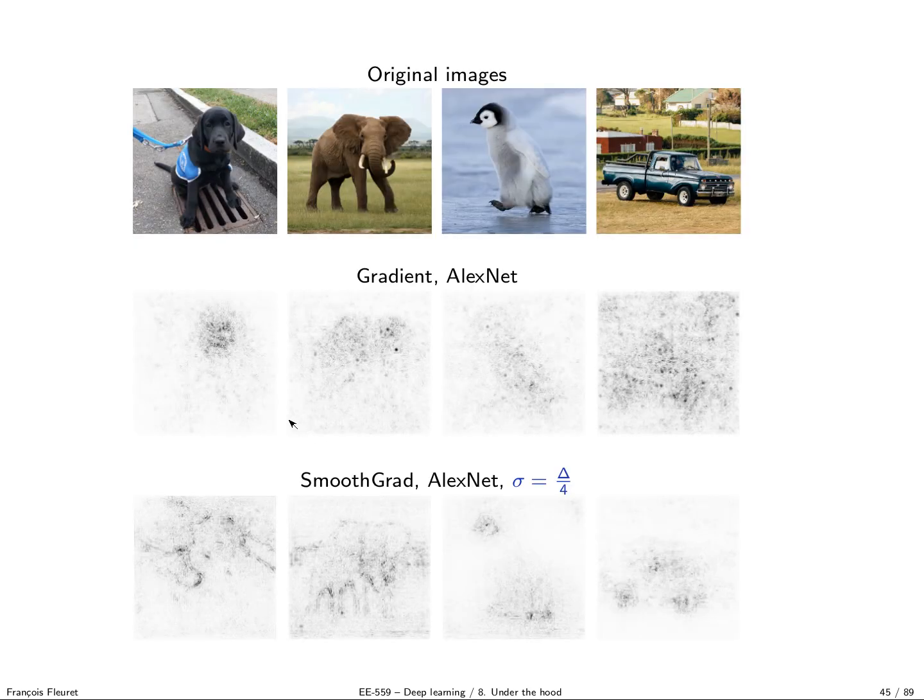And we get far better images. If this was the original gradient that we saw in the previous slides, here is the SmoothGrad version, where we sample a bunch of slightly noisy versions and average the gradient, and we see that it's far better.